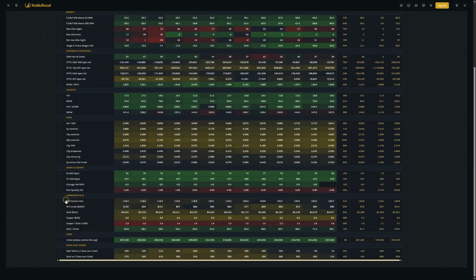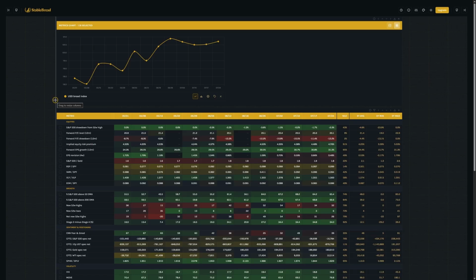The fact is that commodities and the dollar move on real supply and demand, so they often pick up on inflation and growth before stocks do. Starting with the dollar index, this just measures the dollar against a basket of major trading partners. A strong dollar squeezes emerging markets and hurts US companies that sell overseas. A weak dollar lifts commodity prices and boosts multinational earnings.